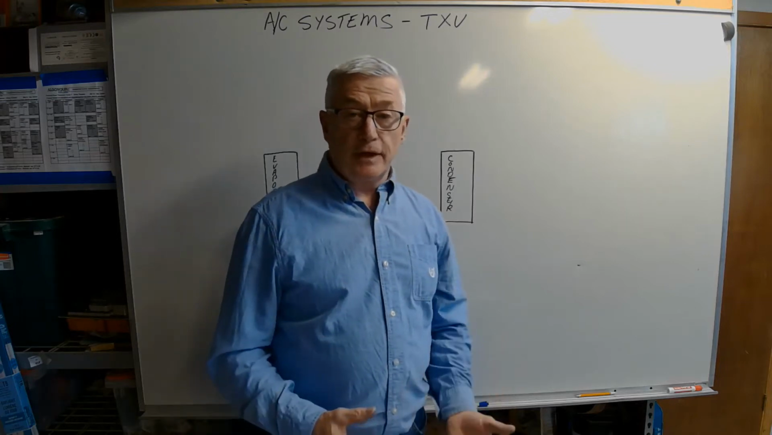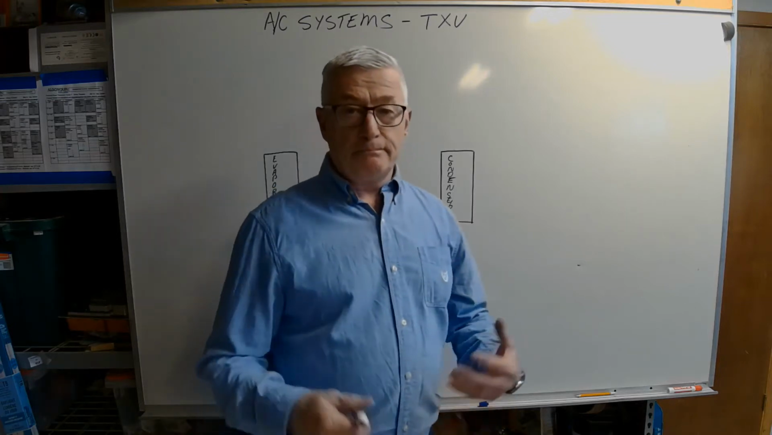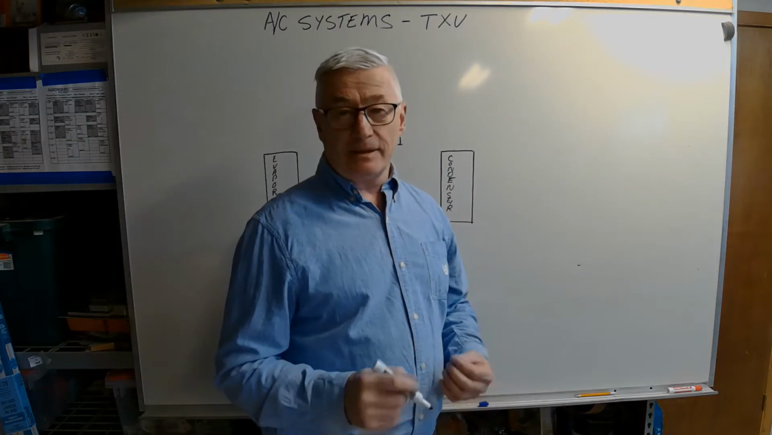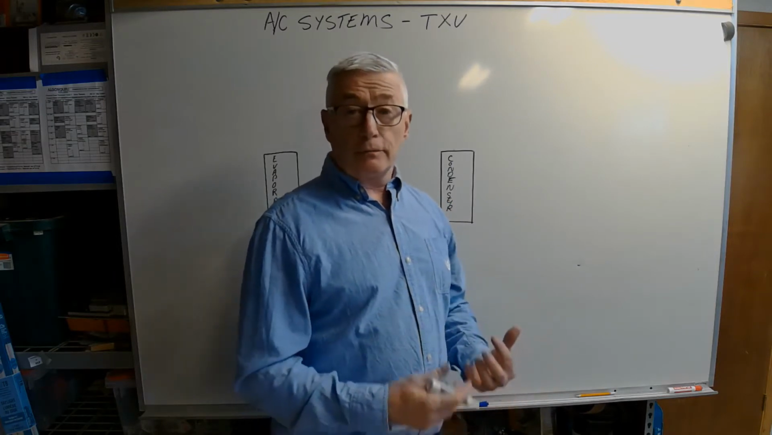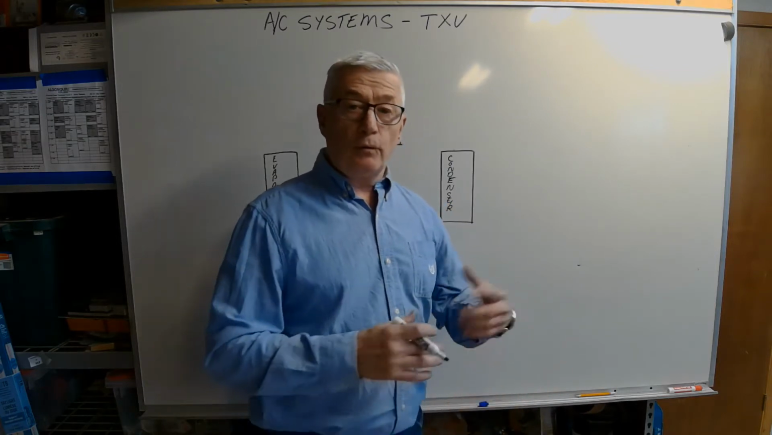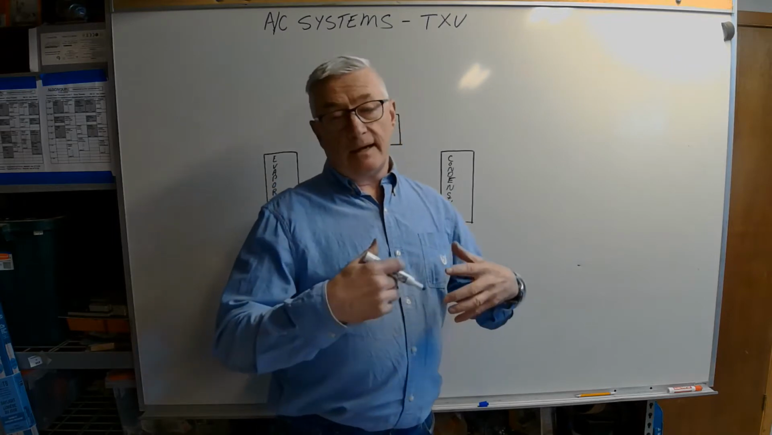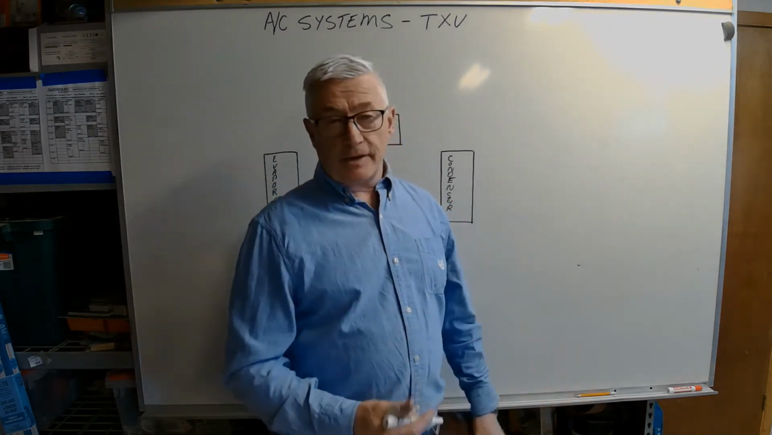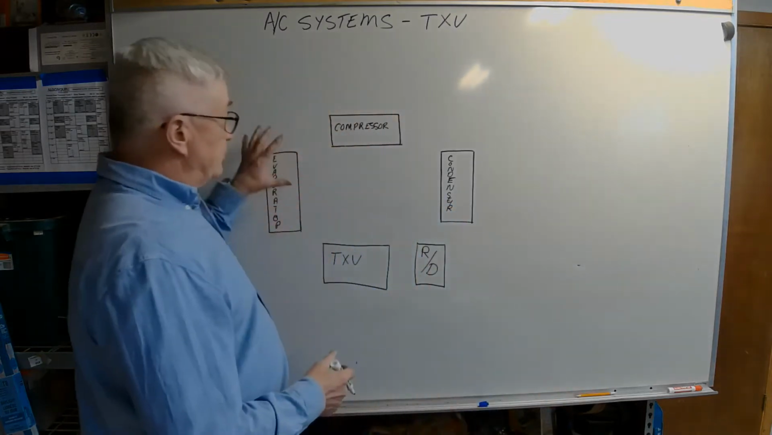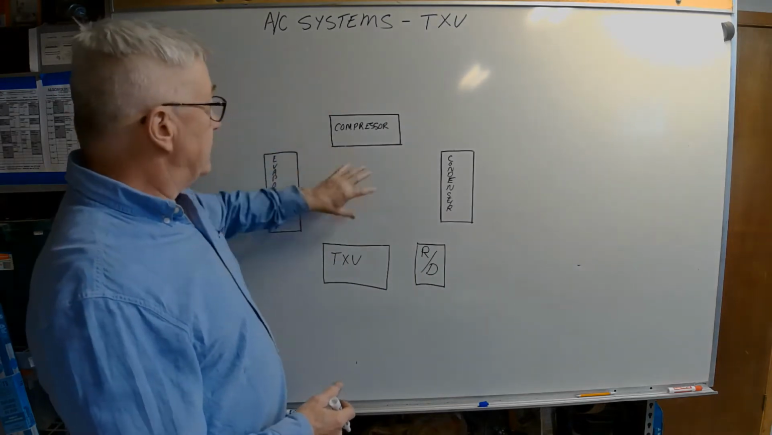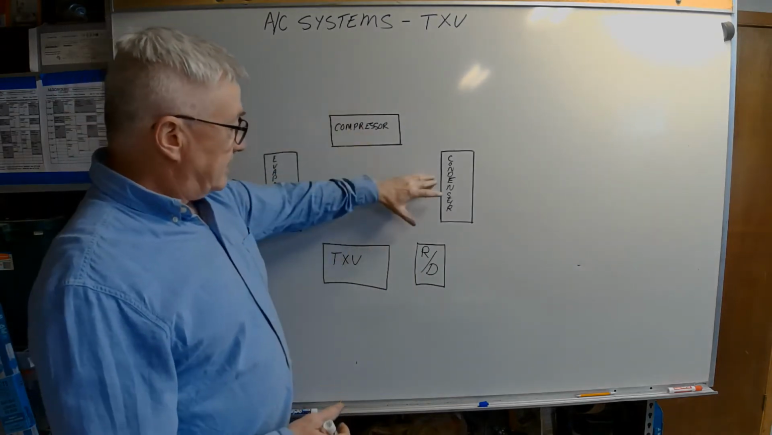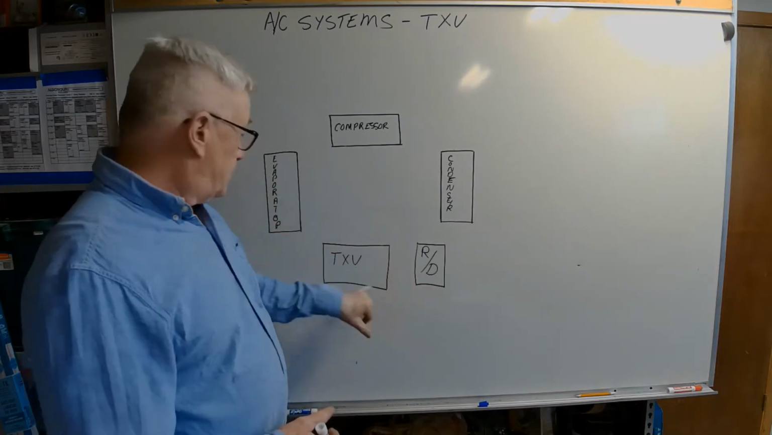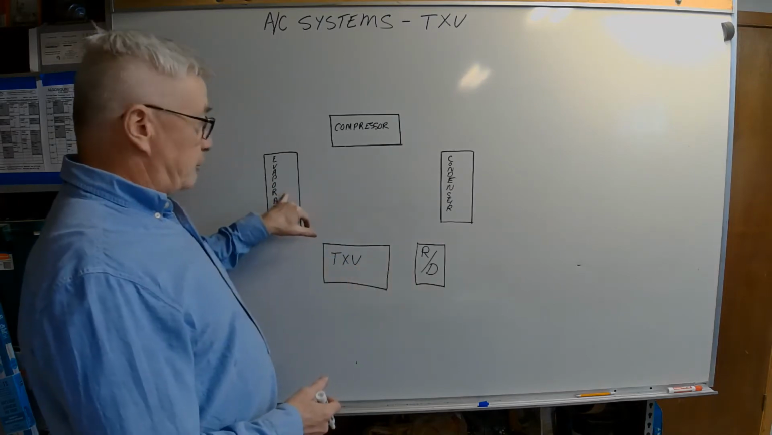Okay, this is a little video to go over my breakdown of an AC system and the cycle and how refrigerant moves through the cycle and what you should be able to see in the different areas of that cycle. All right, so we're going to start with a TXV, my compressor, condenser, receiver dryer, TXV, and evaporator.